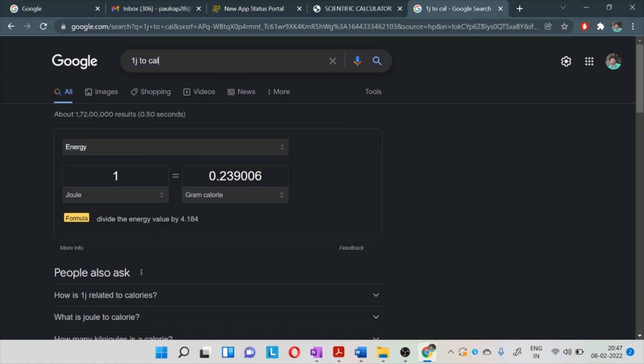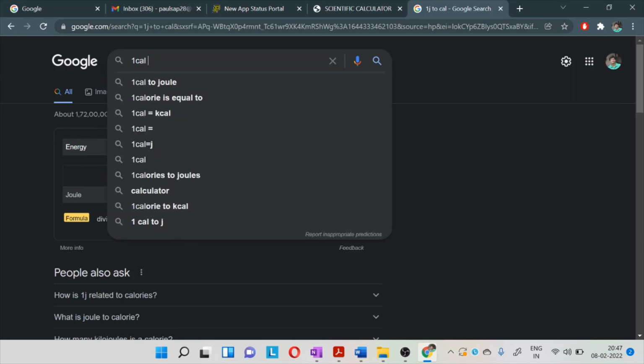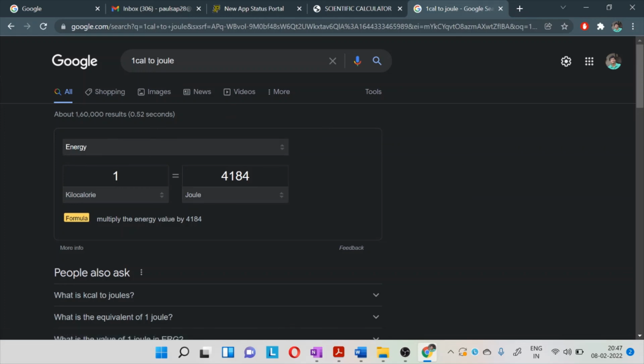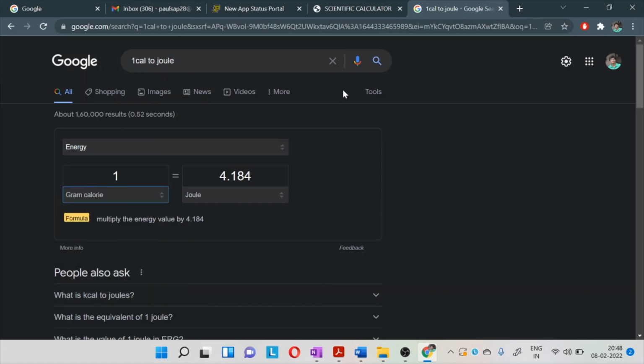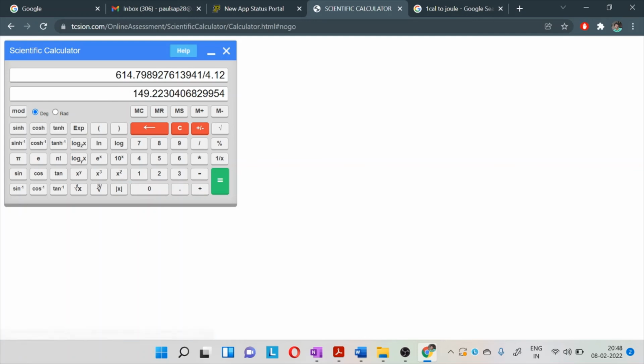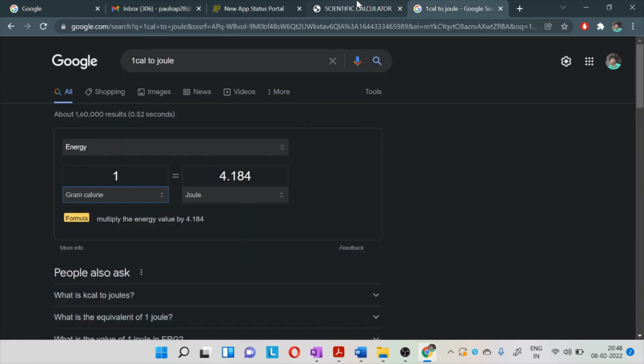Let me do the opposite then. 1 calorie to joule. It is 4. Okay, I said 4.12. So this is actually 4184, so it is kilocalorie. Just do calories. No, it's gram calorie, 4.184. So I did 4.12, but it is 4.184. Remember these transformations.